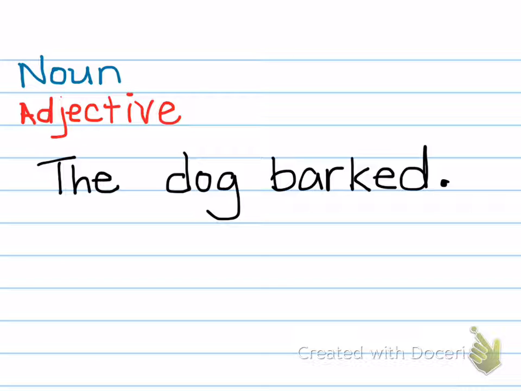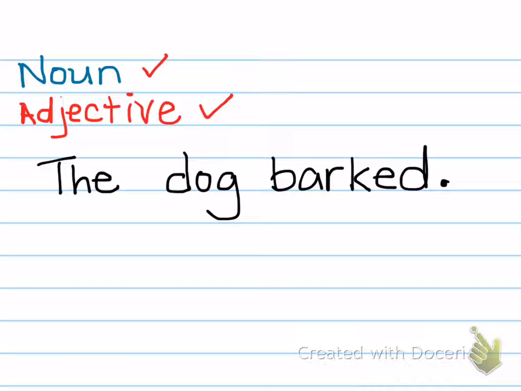I have a sentence here, and I also have the word noun written in blue, and I have the word adjective written in red. And what I will be doing is underlining the noun in blue and then adding an adjective to describe the noun in red. So let's take a look at the first sentence.